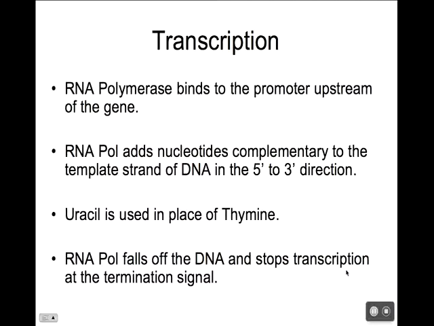So kind of a recap of transcription here. In transcription, RNA polymerase binds to the promoter, which is upstream of the gene that's being transcribed. RNA polymerase then adds nucleotides complementary to the template strand, and it does it in the 5' to 3' direction, and it's building mRNA. Remember that RNA never has thymine in it, so instead uracil is used wherever you would expect to find thymine. So the base pair rules for RNA are C to G and A to U. RNA polymerase falls off the DNA and stops transcription at the termination signal when it finds it.